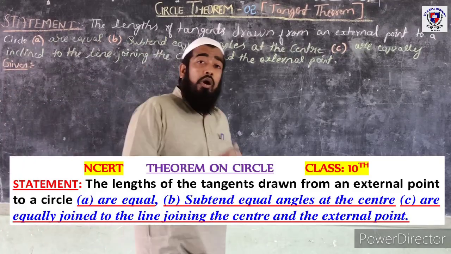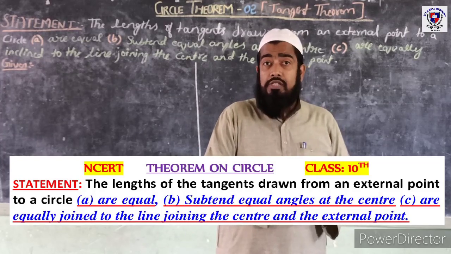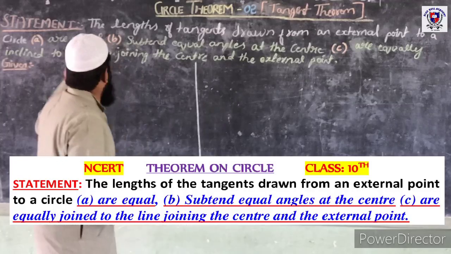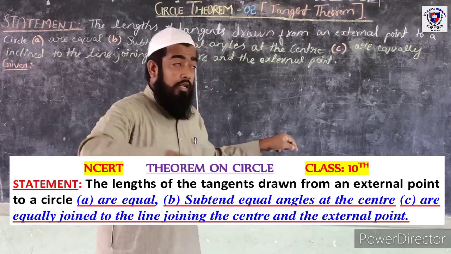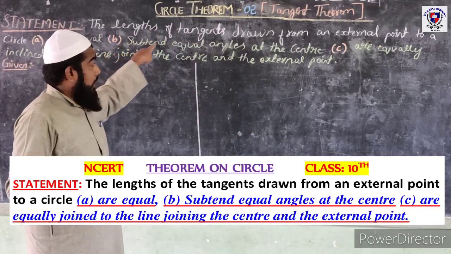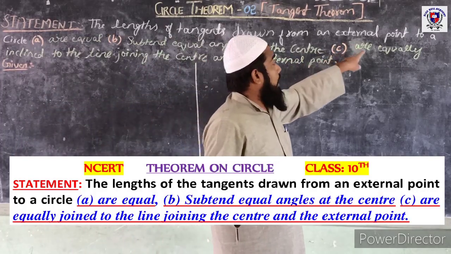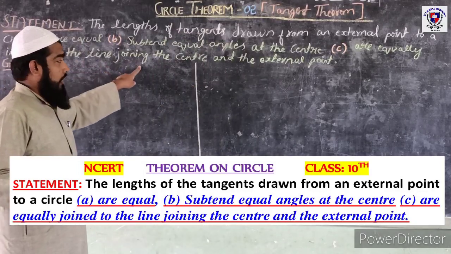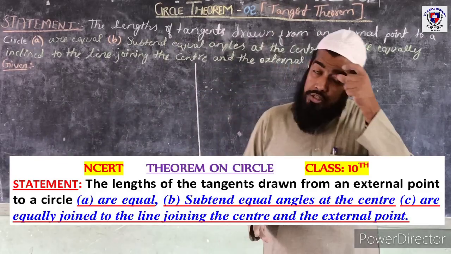But as you have studied a few concepts related to triangles in your previous classes, you may be asked to prove that the tangents drawn from an external point to a circle are equal, or that they subtend equal angles at the center, or that they are equally inclined to the line joining the center and the external point. So this is the statement.